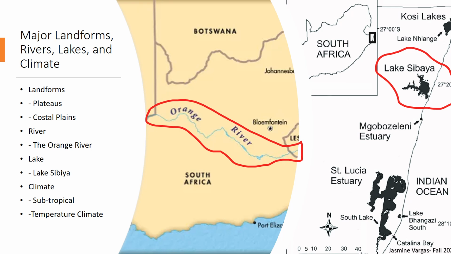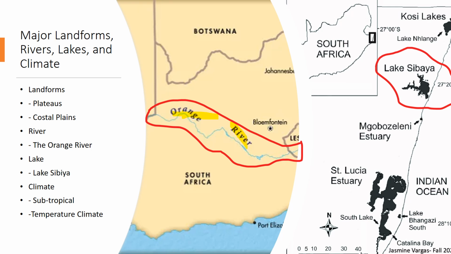Major landforms, rivers, and lakes, and climate. As far as land area within the Southern Africa, it covers around 1.2 million square miles, with having 2 major landforms known as the plateaus and the coastal plains. A major river in Southern Africa, which is also known as the longest river, is called the Orange River, which you can see it's right here, flowing at just around 1,300 miles, and it being an important role in the whole economy itself.